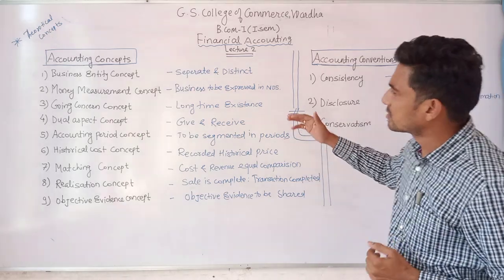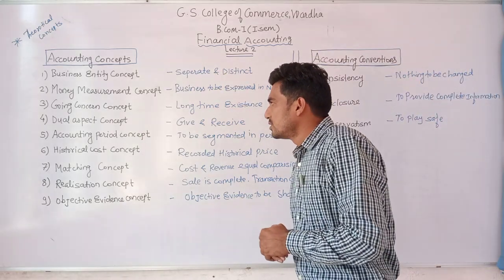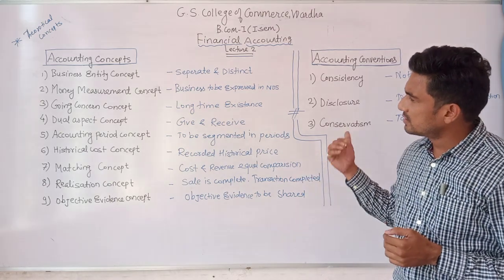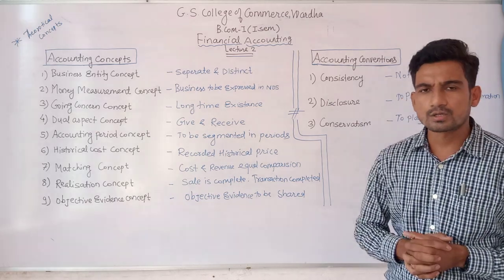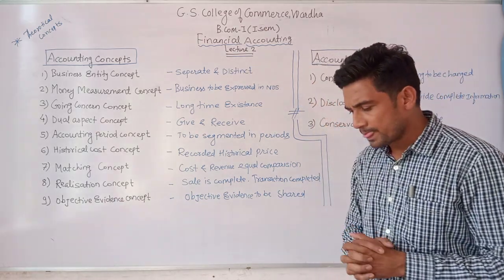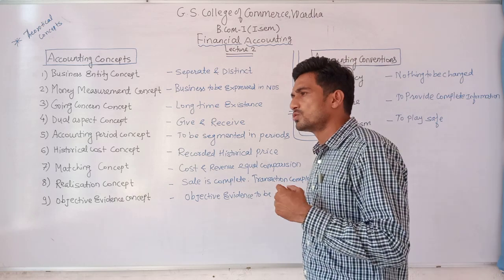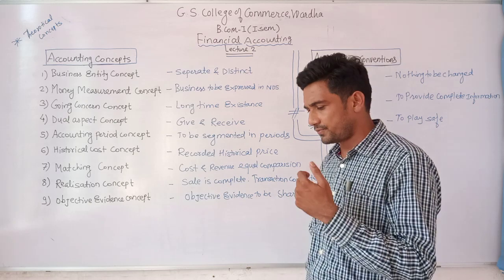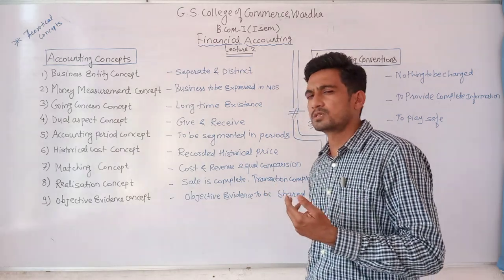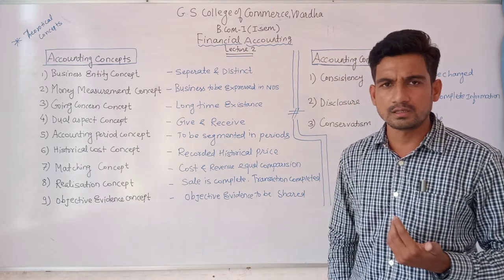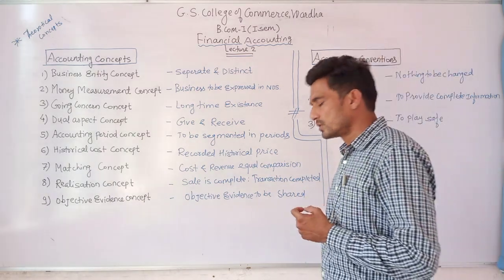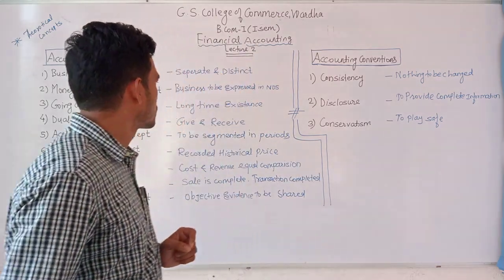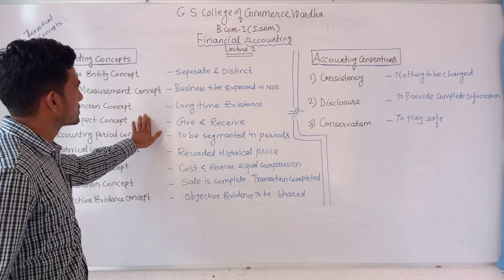It is quite closely related to the business entity concept. When we talk about the business entity concept, it is a separate entity, so we can consider that it has a long-time existence. Whatever planning is done should be for a long duration. A promoter's life is just an average of 75 or 80 years, but the business is going to run even after the life of that promoter. So this is the third concept, the going concern concept.